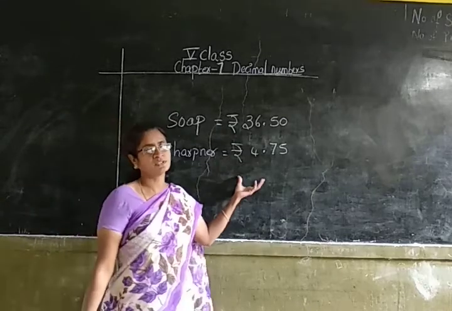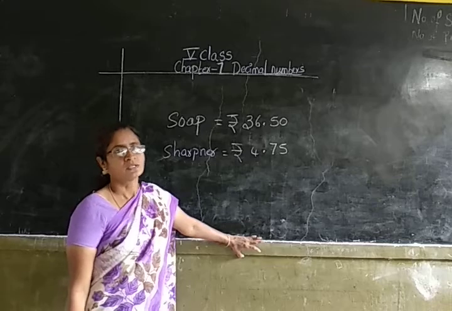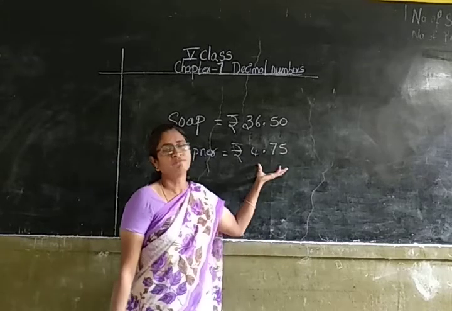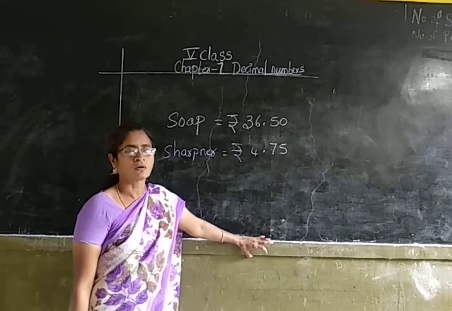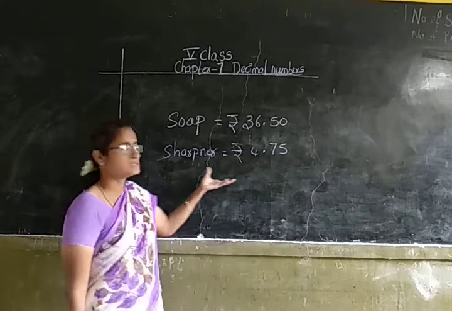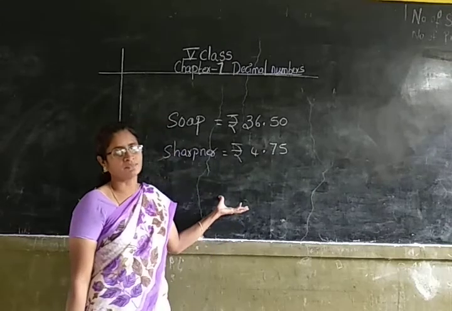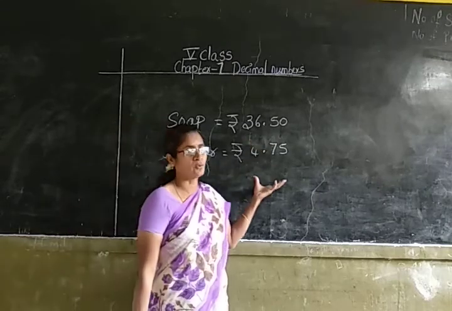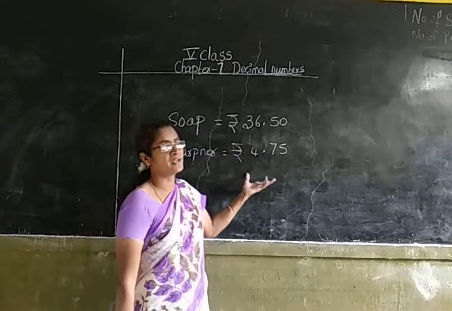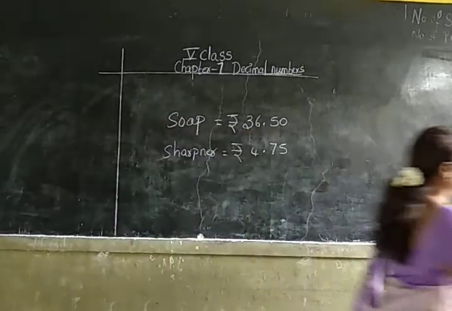So, such numbers which have a point in them are called decimal numbers. The numbers which use a decimal point for their representation are called decimal numbers. Did you understand, children? You must have come across such numbers in your daily life. Okay children?